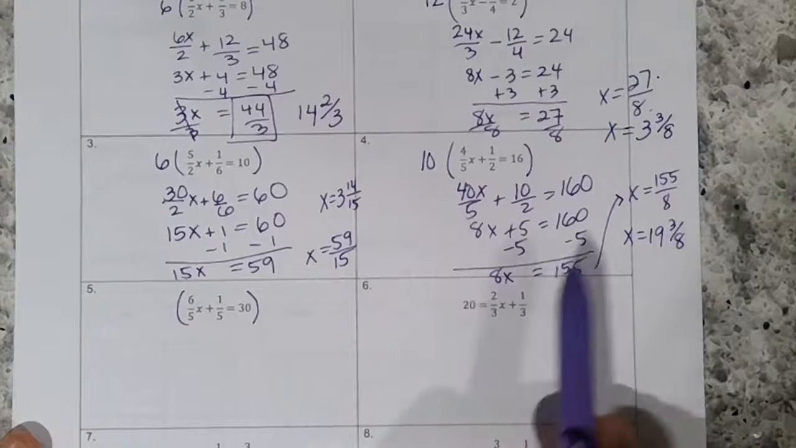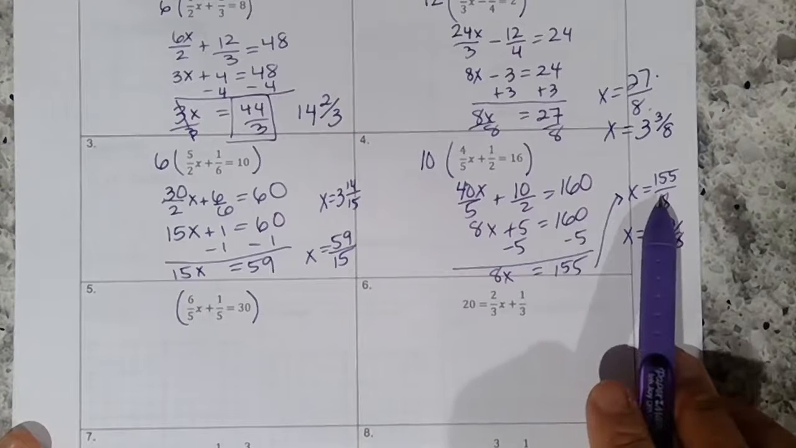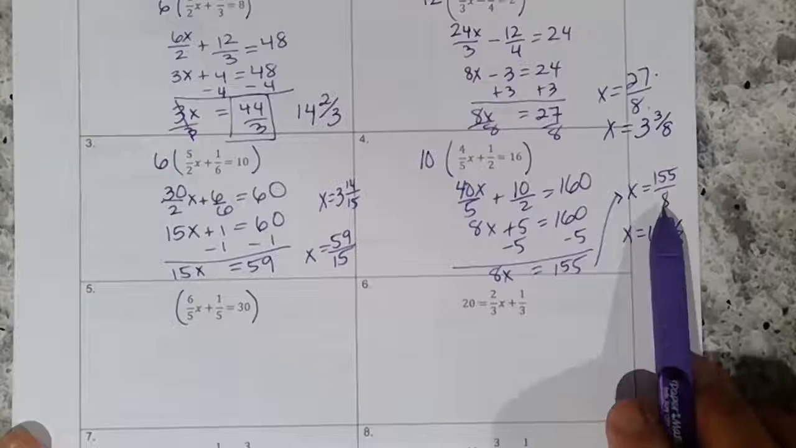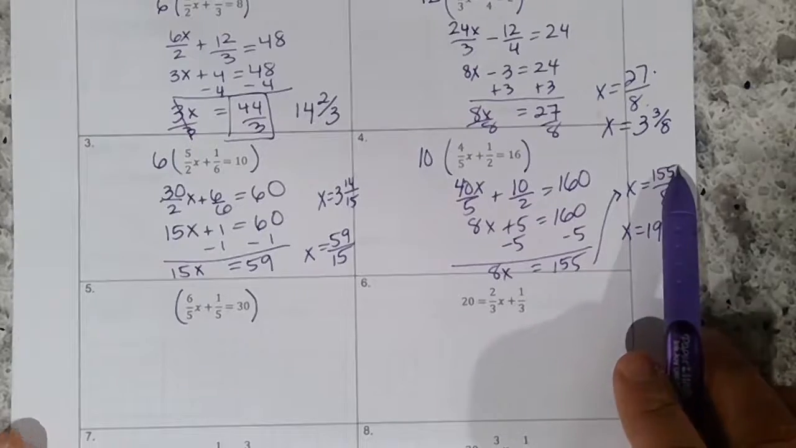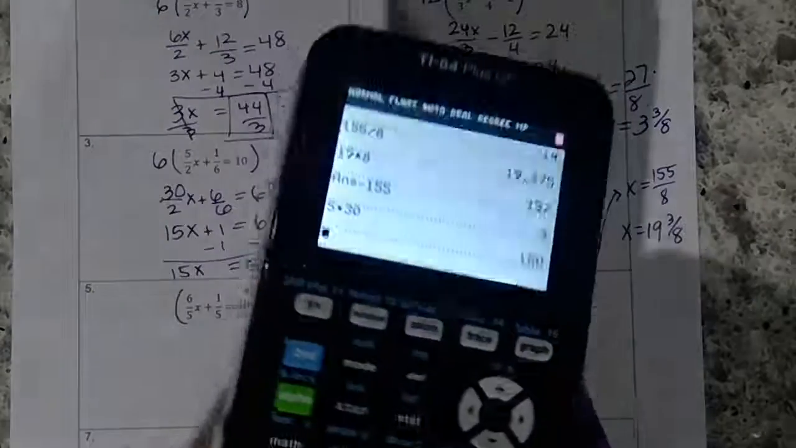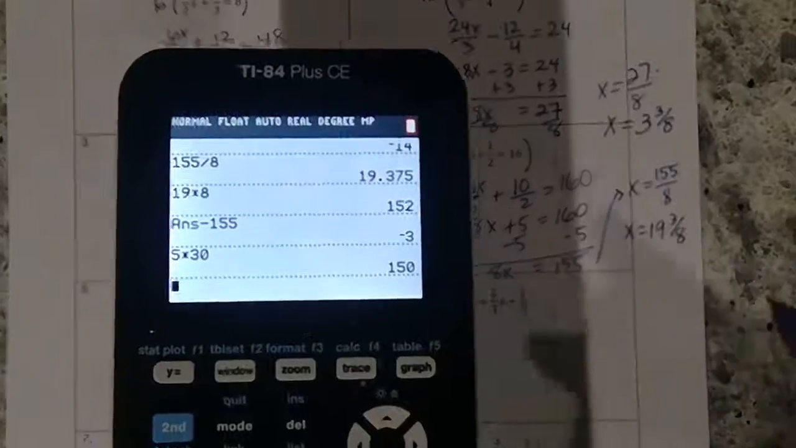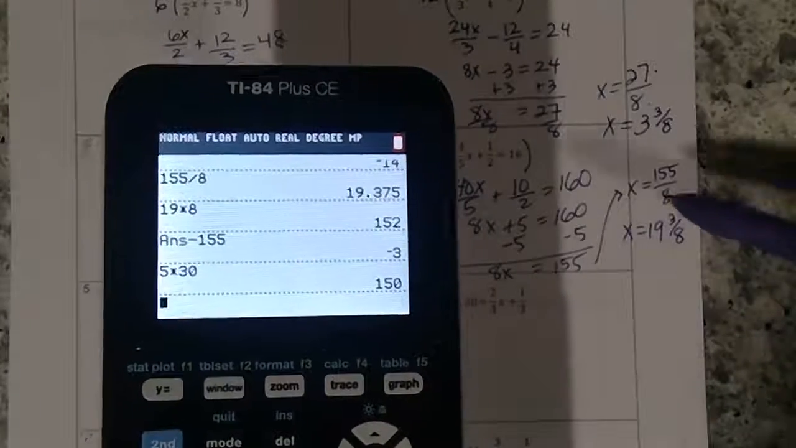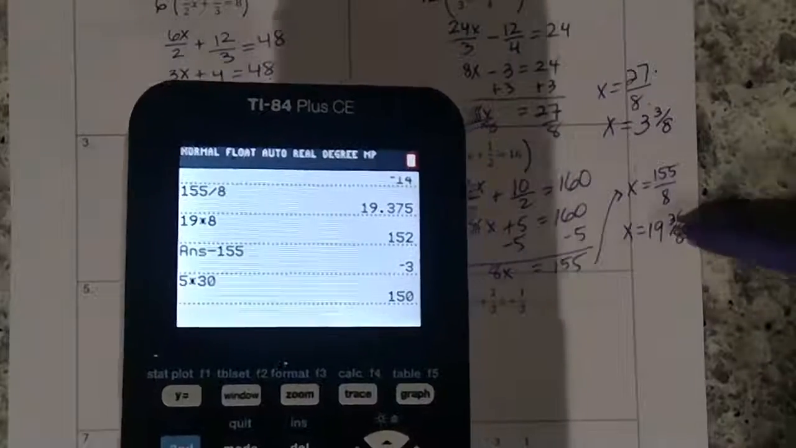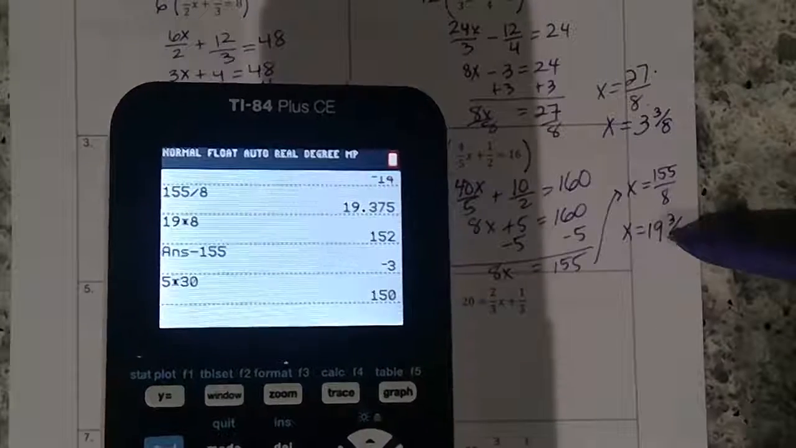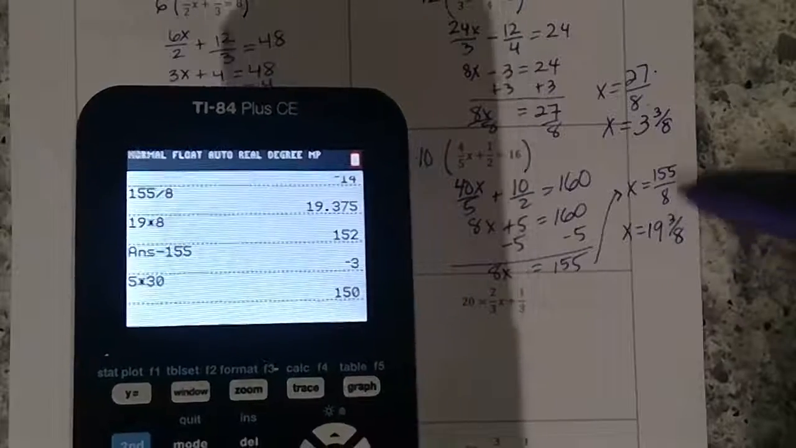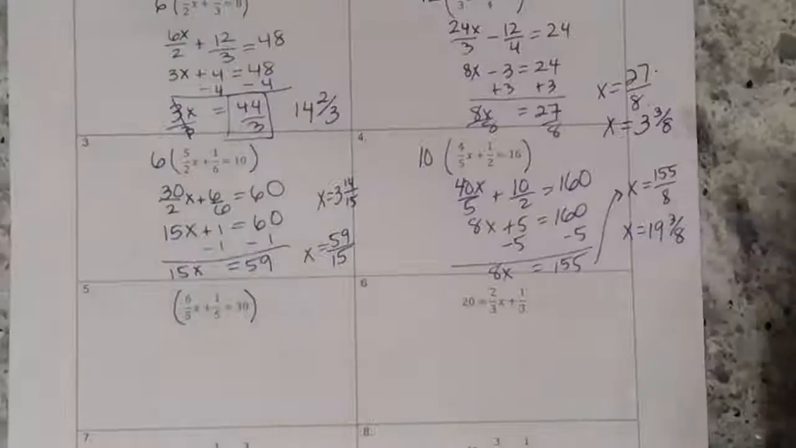All right, subtract 5 from both sides, divide by 8. So 155 over 8. How many times does 8 go into 155? I used my calculator and I got 19.375. So you could write it as that, or 8 times 19 is 152, so 3/8 left over.